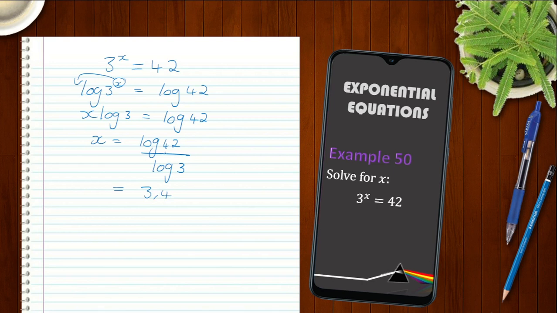Just one thing: if we had taken it directly to the log form, this would have just been log 42 with base 3. See, base stays base, and then it's going to be with 42, and that's going to be equal to x. So that's just doing it manually.